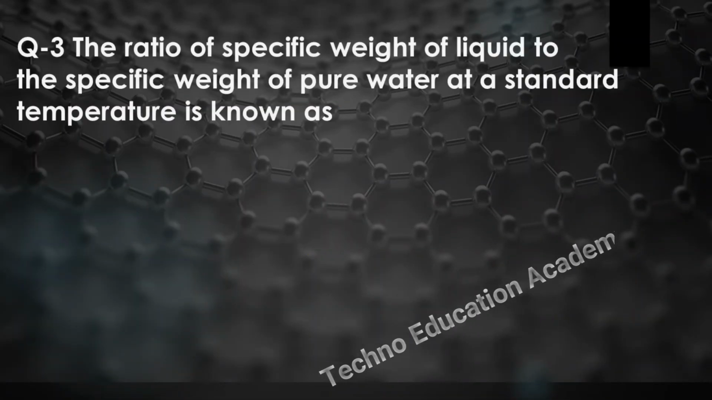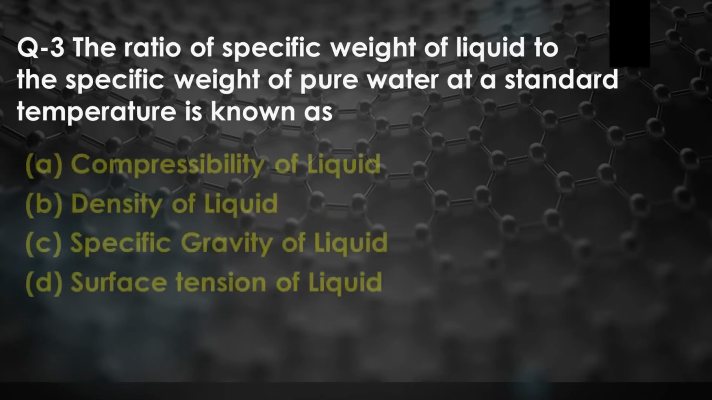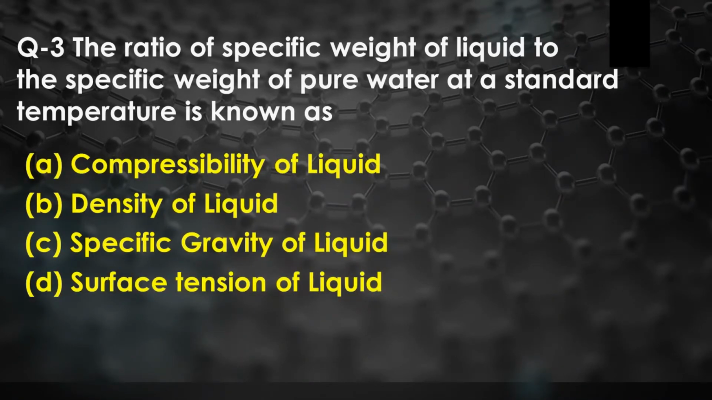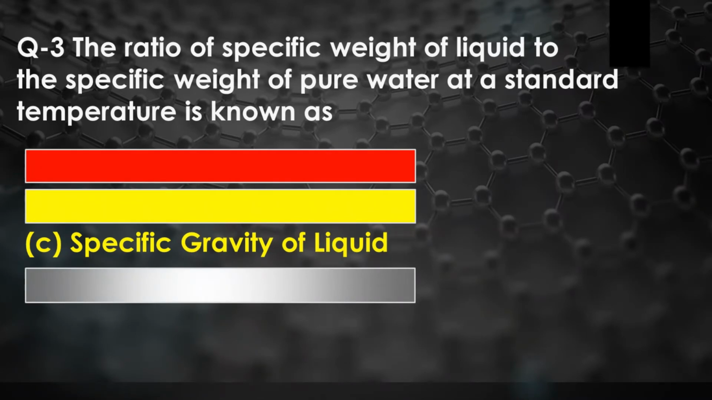Question number 3. The ratio of specific weight of liquid to the specific weight of pure water at a standard temperature is known as: option A, compressibility of liquid; option B, density of liquid; option C, specific gravity of liquid; option D, surface tension of liquid. We know that the ratio of specific weight of liquid to the specific weight of pure water is known as specific gravity of liquid, and it is a unitless term because it is the ratio of unknown density upon standard density.